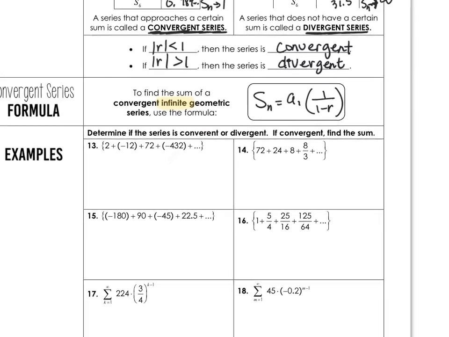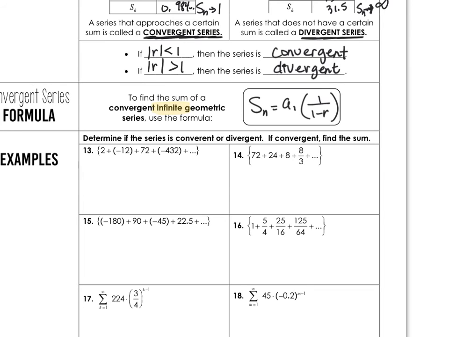Here are some examples. Notice on number 13, they are multiplying by -6, so r is -6. Well, this is divergent. It has no sum because the absolute value of r is greater than 1. That number is too big. Notice on number 14, here they are multiplying by what? What is that, 1/3? Yes, because they're dividing by 3 each time. So this one is convergent, which means it actually has a sum.